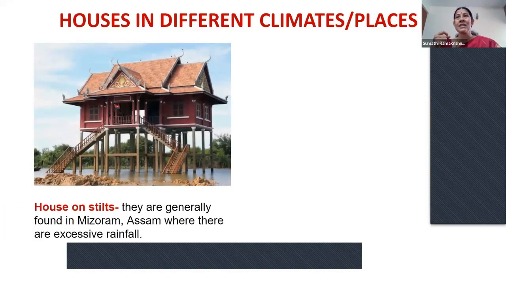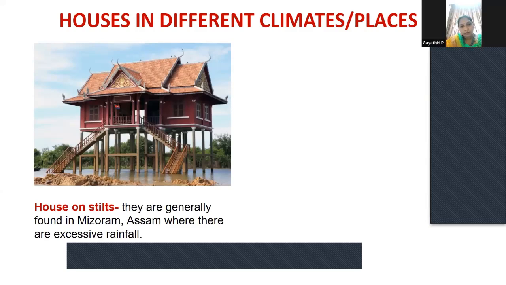Now houses on stilt. Stilt means a pillar, and the house is raised. This type of house is generally found in Mizoram, a place where they receive heavy, excessive rainfall. So this helps protect them from floods and other things. That's the reason they are called high raised buildings. They are houses on stilt.